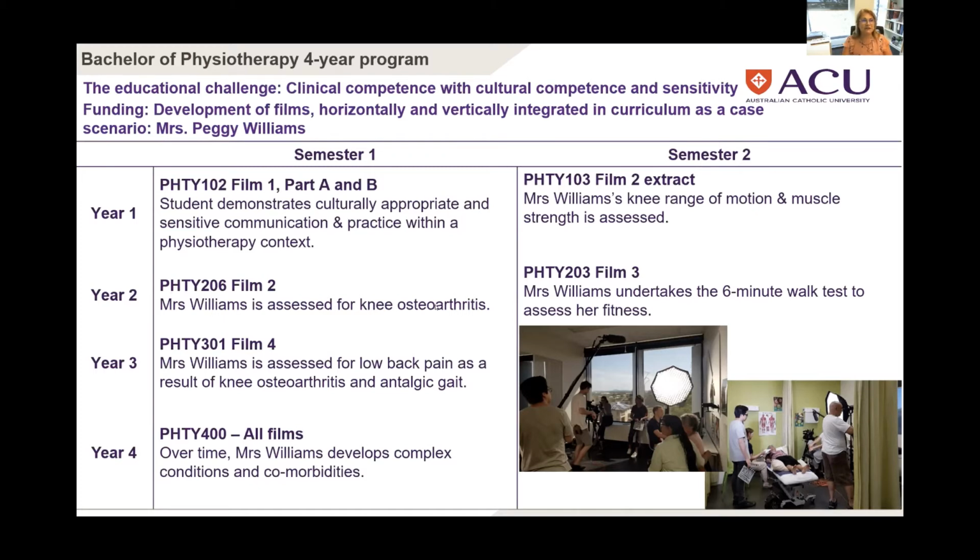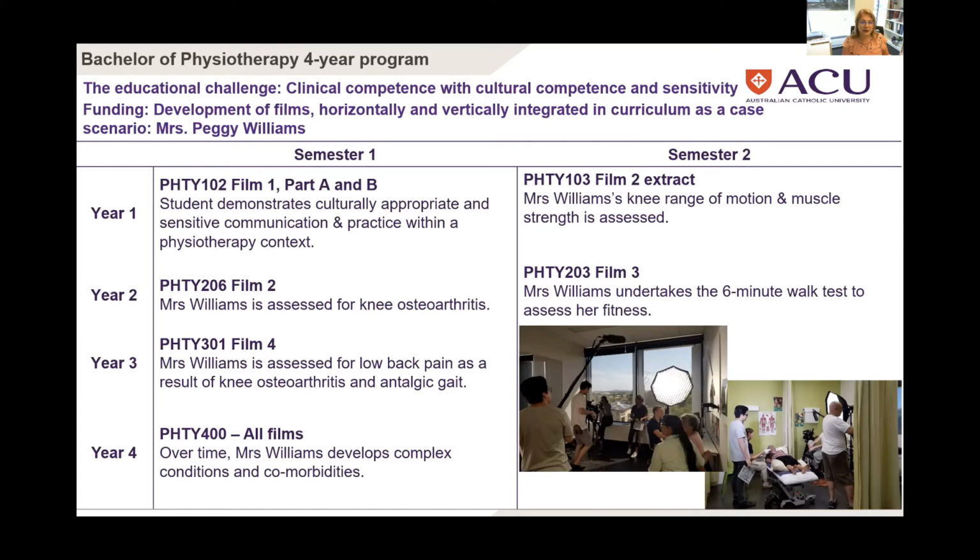So the patient that we developed is Mrs. Peggy Williams. Mrs. Peggy Williams is a lady in her 40s who comes from Burke, and she comes to Brisbane for the first time, referred by her doctor to see a physiotherapist. She has developed knee pain because she had an injury when she was younger that she never had treatment for. And so she's now, because of her knee pain, she's not able to go on her walkabout. She's not able to meet her responsibilities caring for her parents and her children.